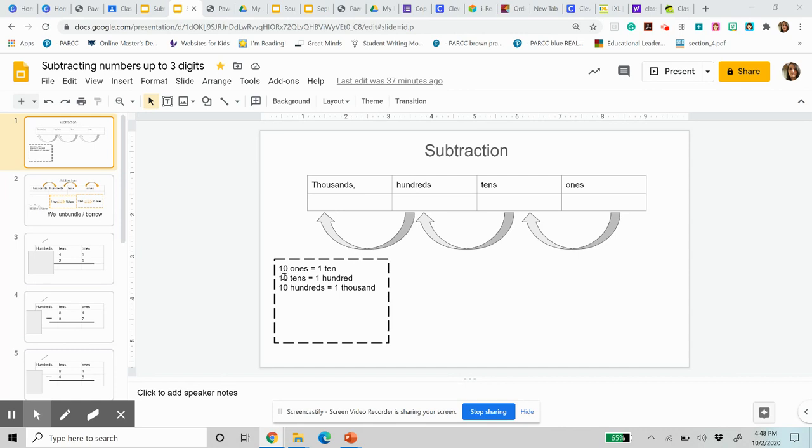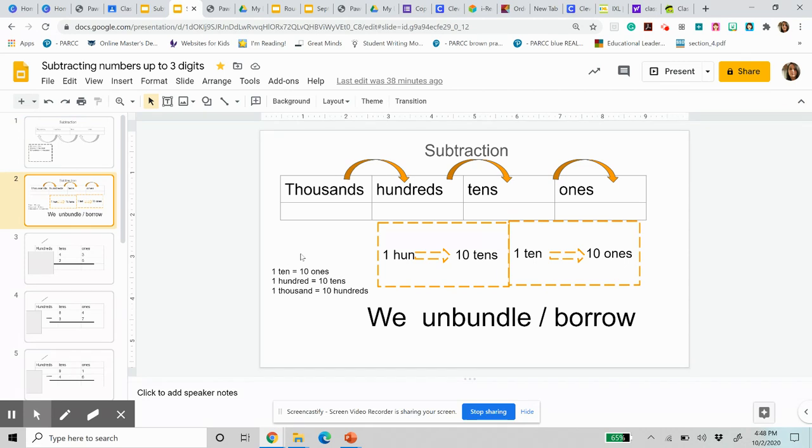So I put this here, right? So 10 ones equaled 10. If we had 10 tens, then we had 100. If we got 10 hundreds, we actually had 1,000. So now, when we're talking about subtraction, we can also go the opposite way, okay? We can go in this direction. We can give some back if they need to borrow some, okay?